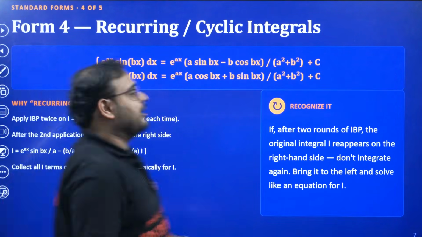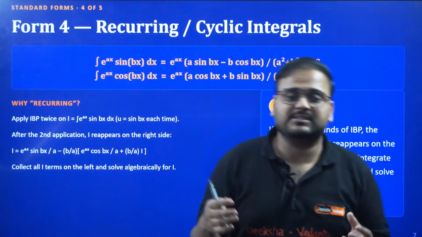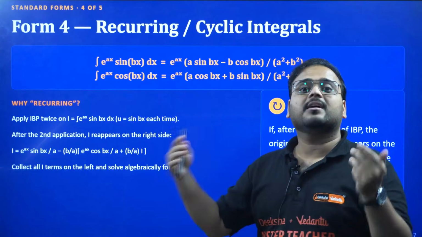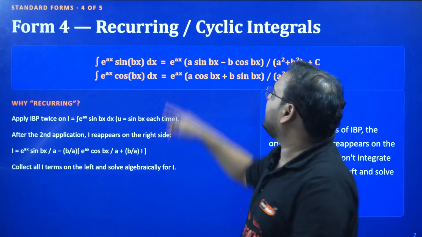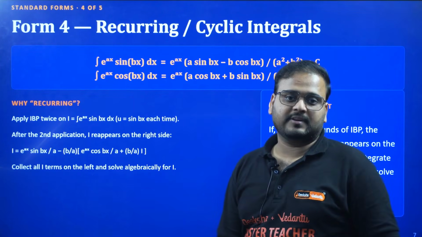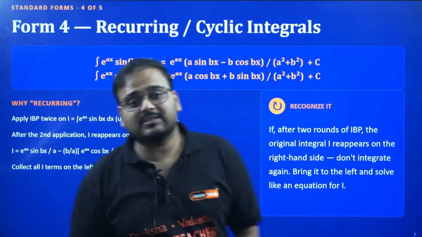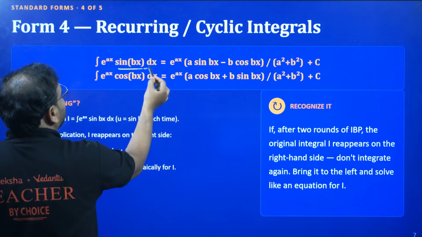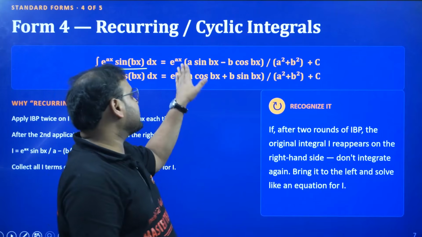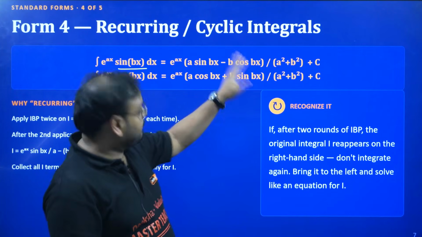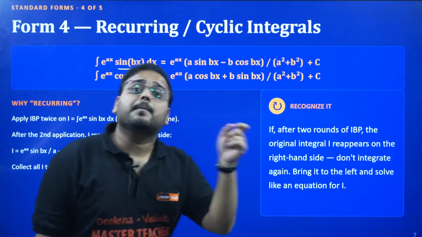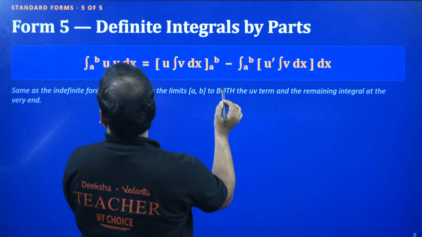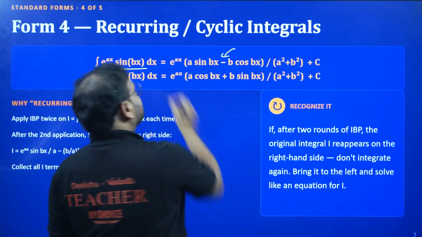Form number 4, when you continue solving it and even the second branch becomes another by parts. So you have the recurring integration by parts form. For example, in this question, e power ax sin bx dx becomes e power ax (a sin bx minus b cos bx) upon a square plus b square plus c. If you differentiate this side, you're going to get this result on the left hand side.